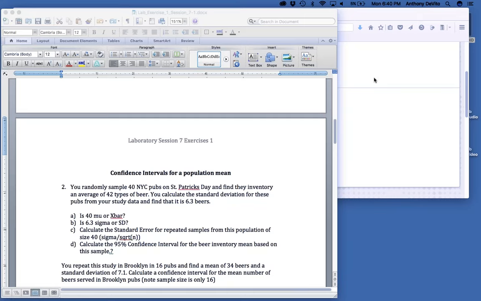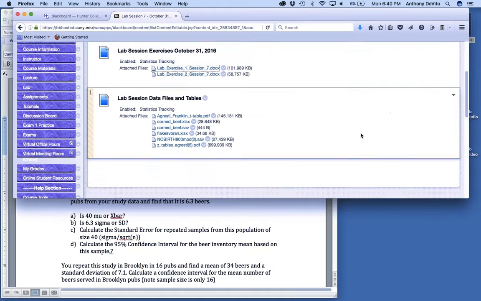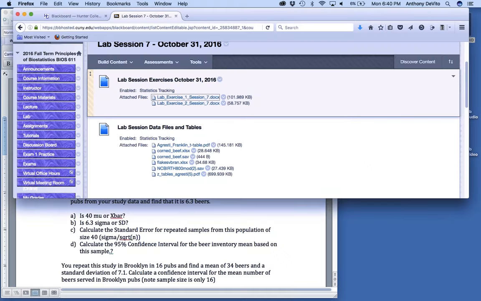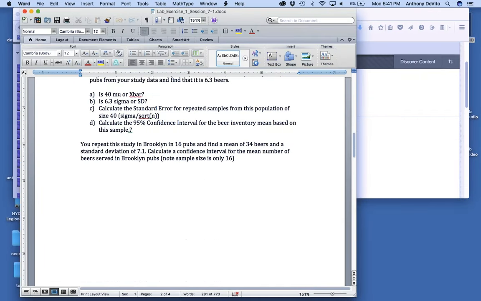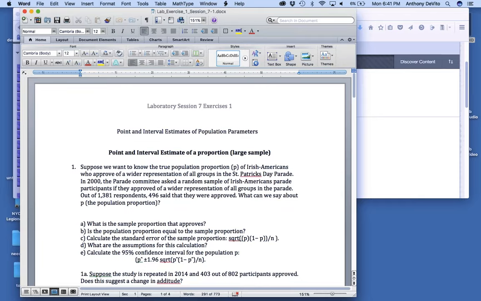Okay, so I'm gonna back up a step so that we kind of cement in some of what we learned about the confidence interval. So there's a document on Blackboard. Here's the lab session 7. This document called exercise 1, lab exercise 1. I'm gonna open that up. It's a Word document. And there's 3 problems on there.